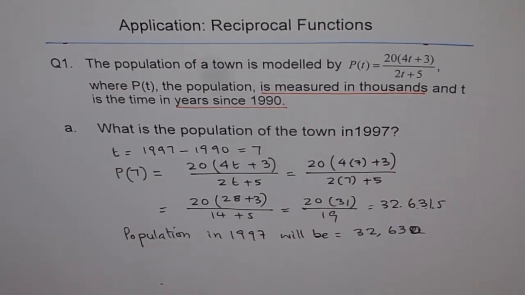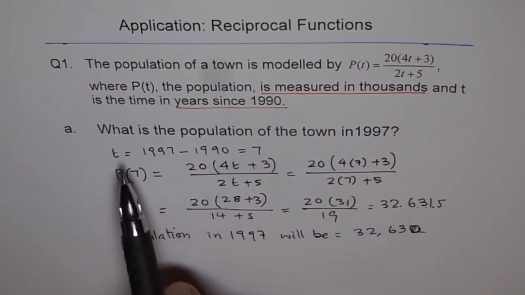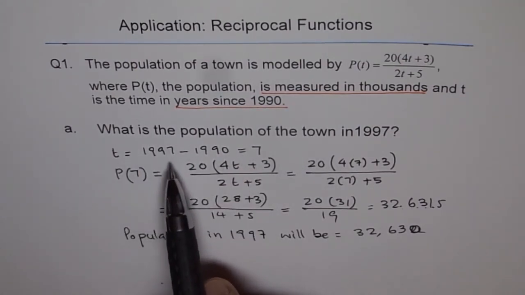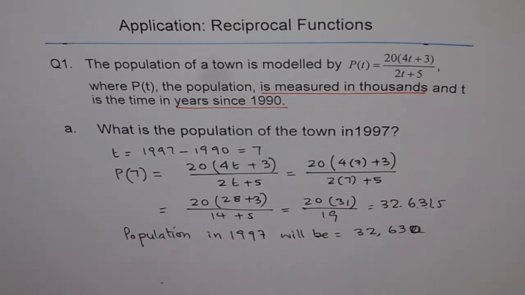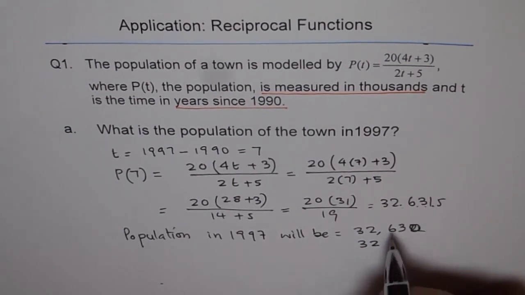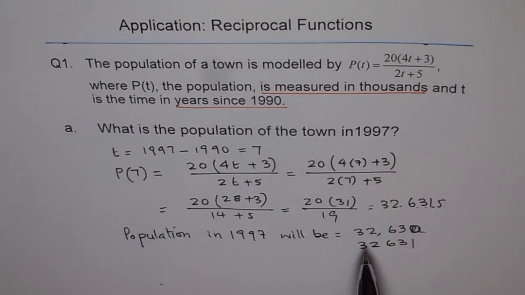So the idea here is that you first find out what t is, which is 1997 minus 1990. The second thing is, when you find your answer, you have to round your answer. Decimals are not required, so I prefer to write 32,631 as my answer. The important thing is that it is in thousands, so don't make that mistake. Don't write 32 point something or 32 as your answer for this. Thank you.